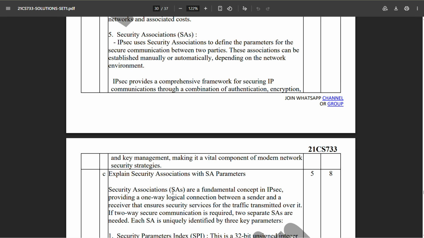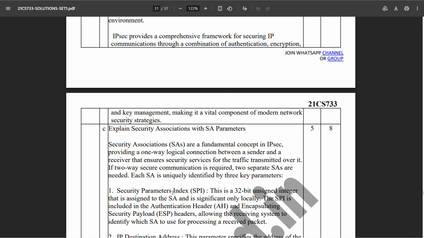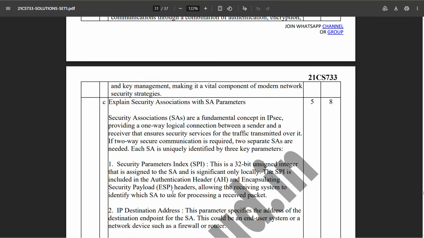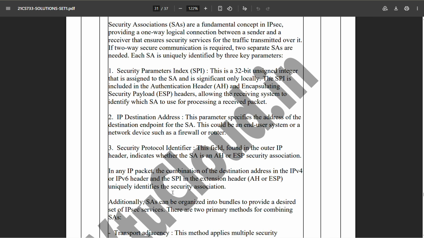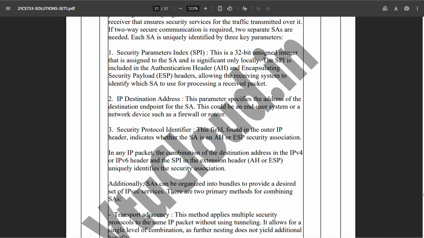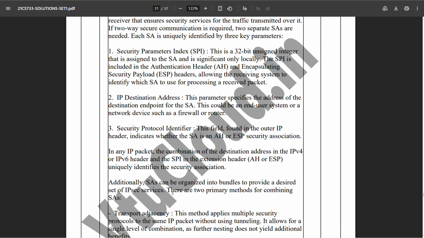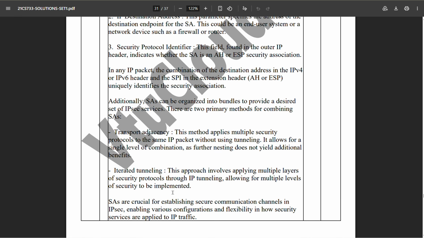Coming to question number 9C, explain security associations with SA parameters. SA is nothing but security associations. The key parameters included in this are, first one, security parameter index, IP destination address, security protocol identifier. These are the three key parameters included in this question.